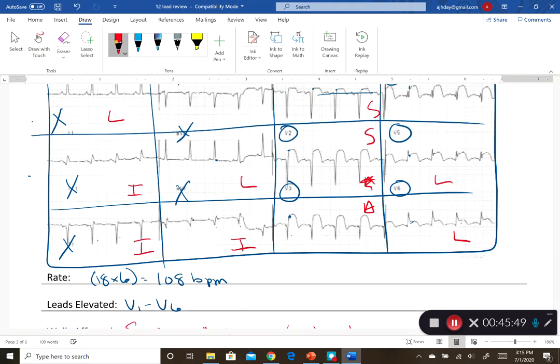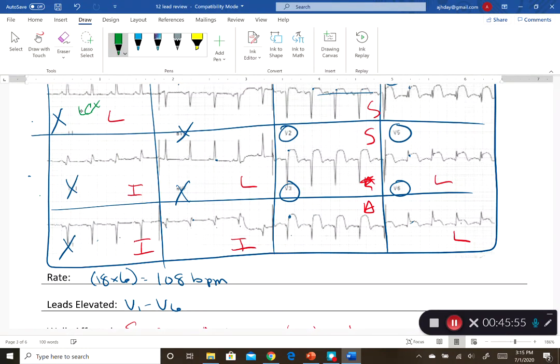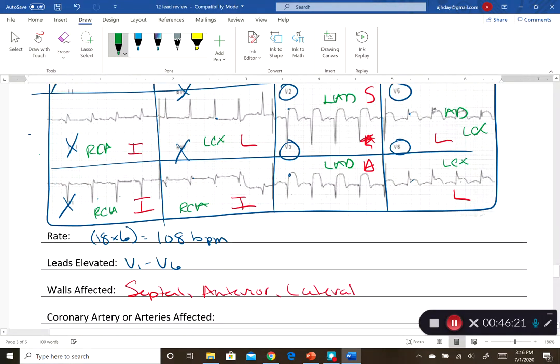So what arteries are affected? My lateral is going to be my LCX. My inferior is my right coronary artery. V1 and V2, also V3, V4, so my septal and anterior is going to be my LAD. So my coronary artery affected: since it's septal, anterior, and lateral, it's going to be my LAD for these 2, and this one is going to be the LCX.